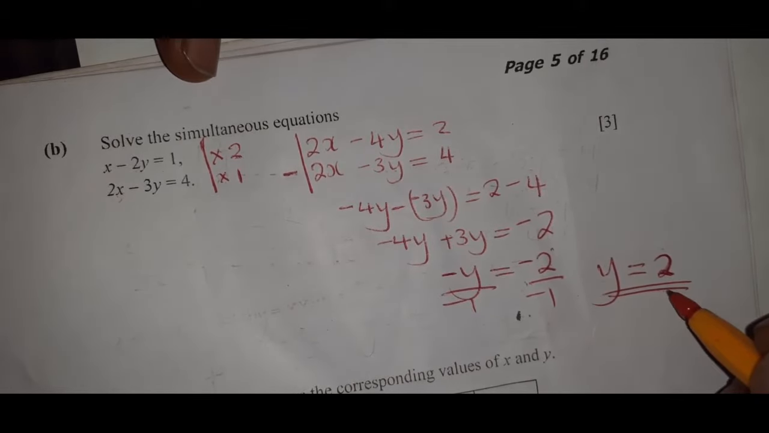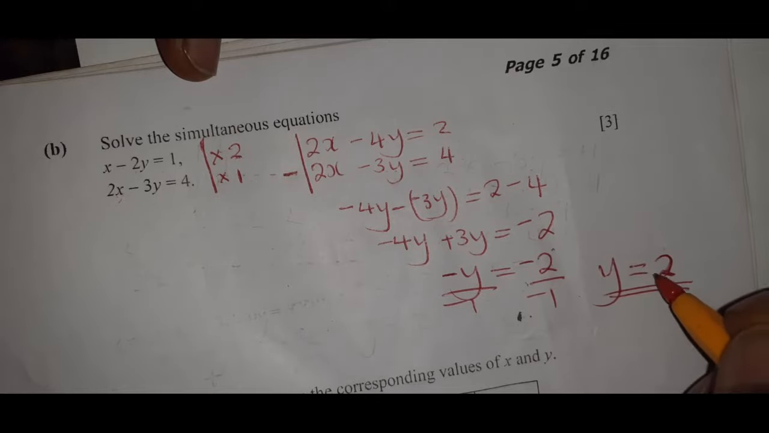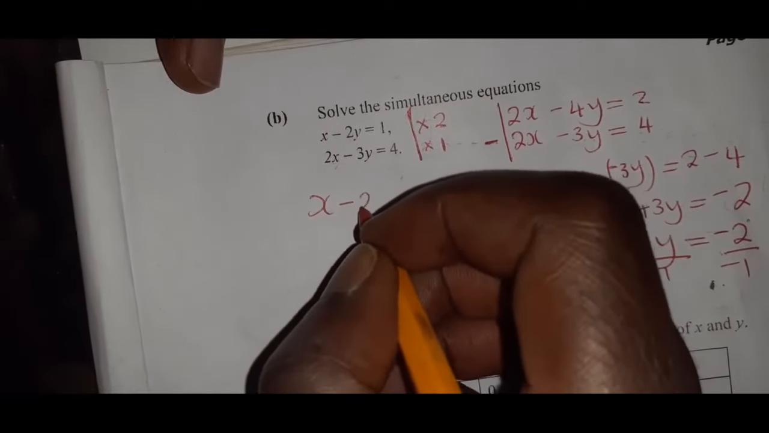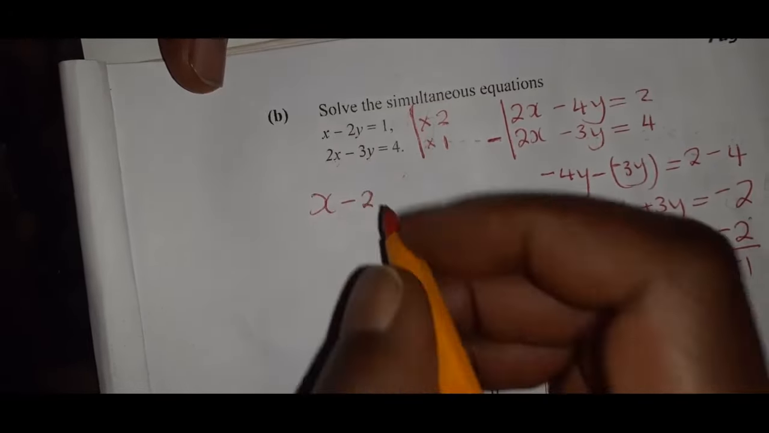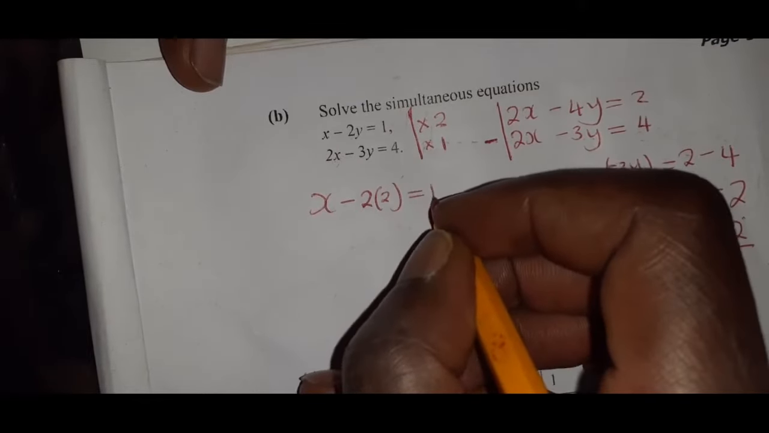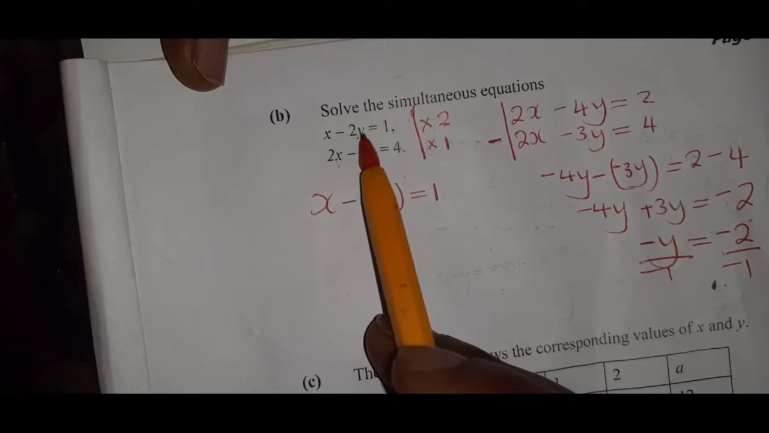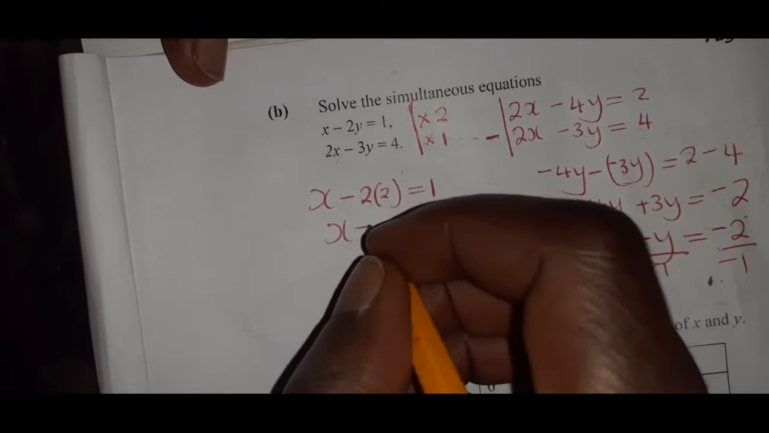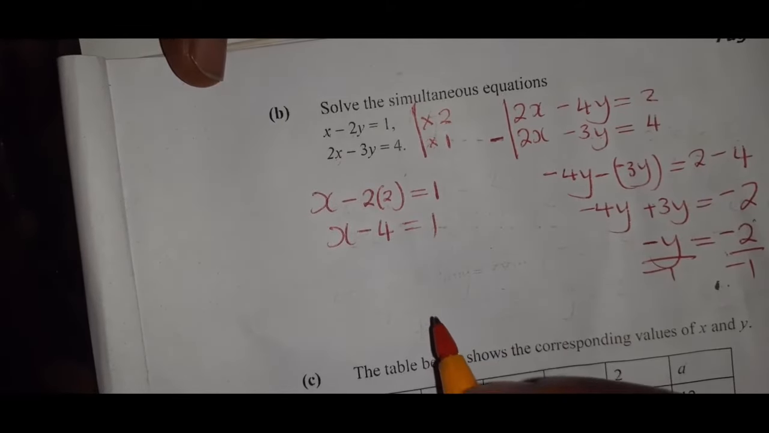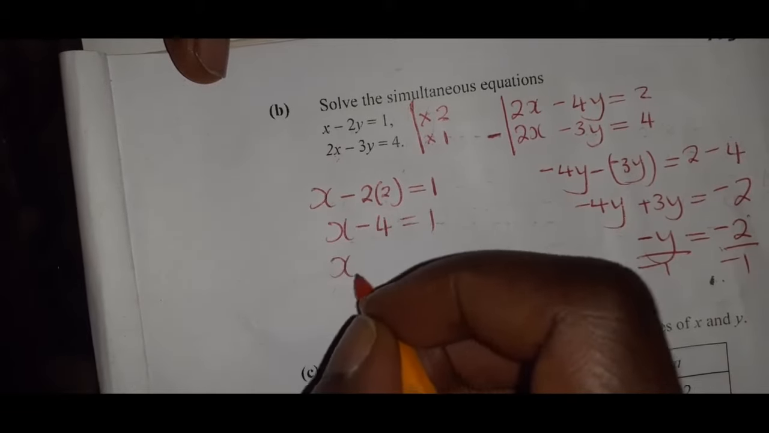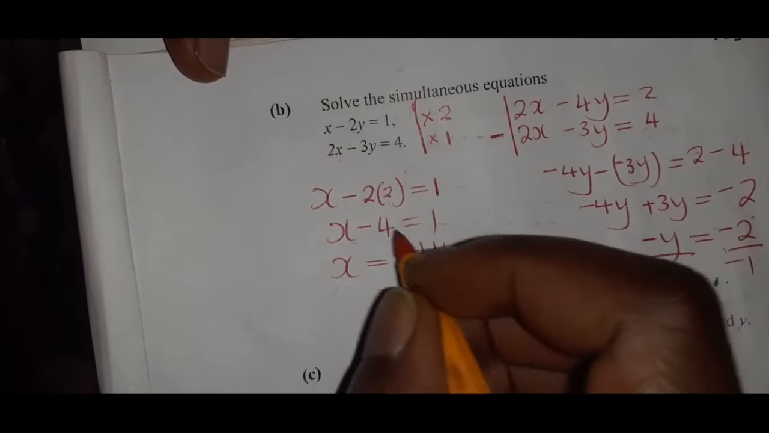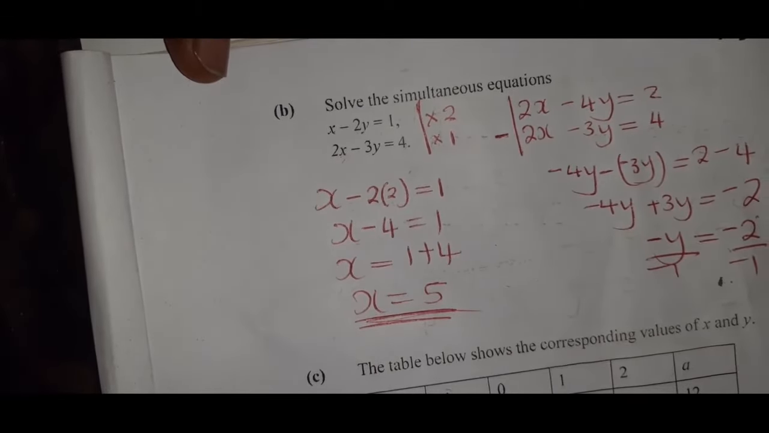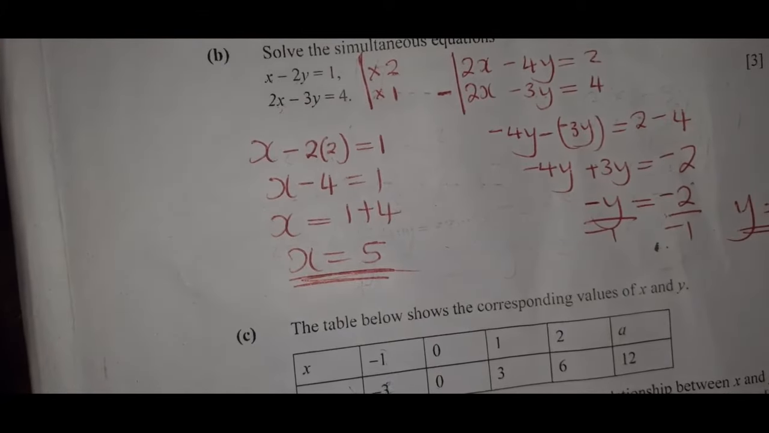So to find x, we need to get this value of y and substitute it in one of these equations. If we're getting the first one here, where there's y here, I'm going to put 2. This is equals to 1. x minus 2y. What is our y? Our y is 2. Is equals to 1. Then x, this one has to go the other side. So x is equals to 5. x is equals to 5. y is equals to 2, that's what we're getting.